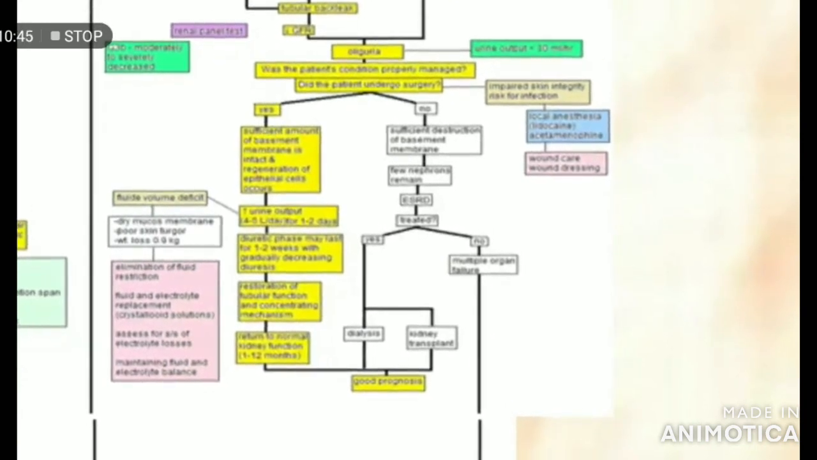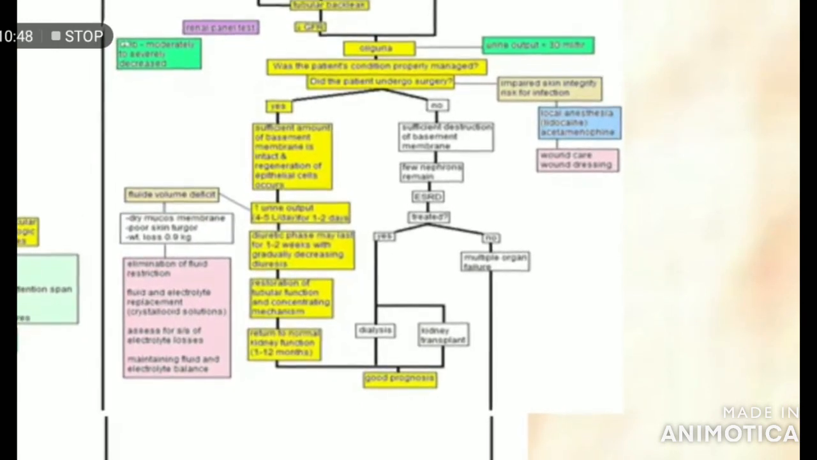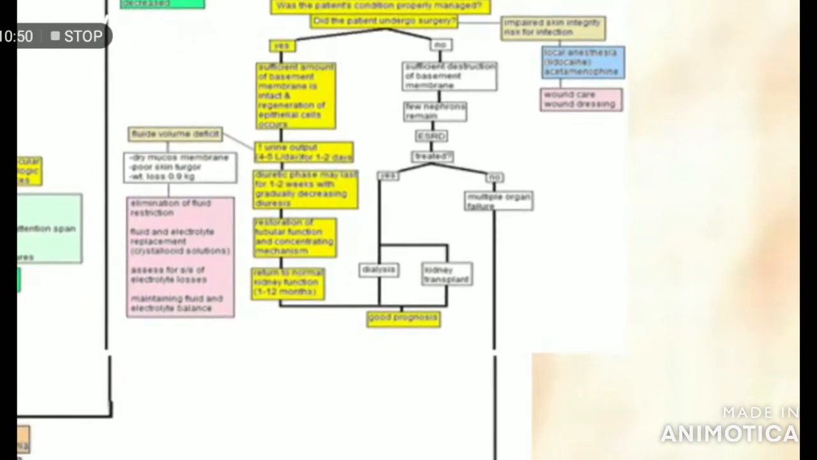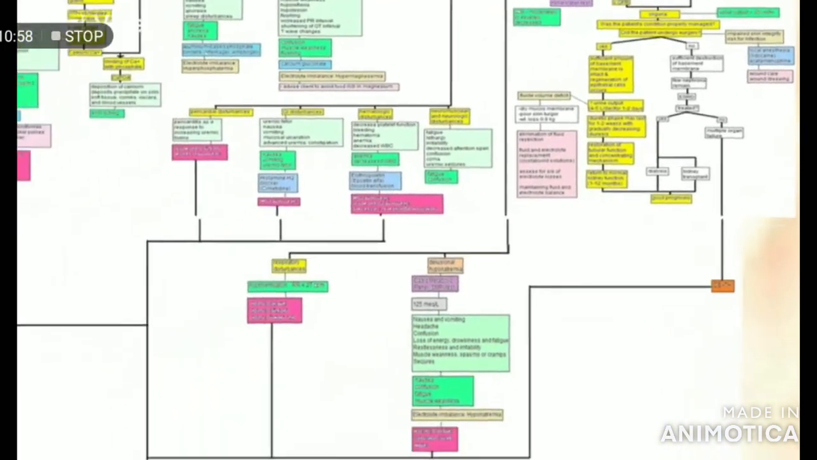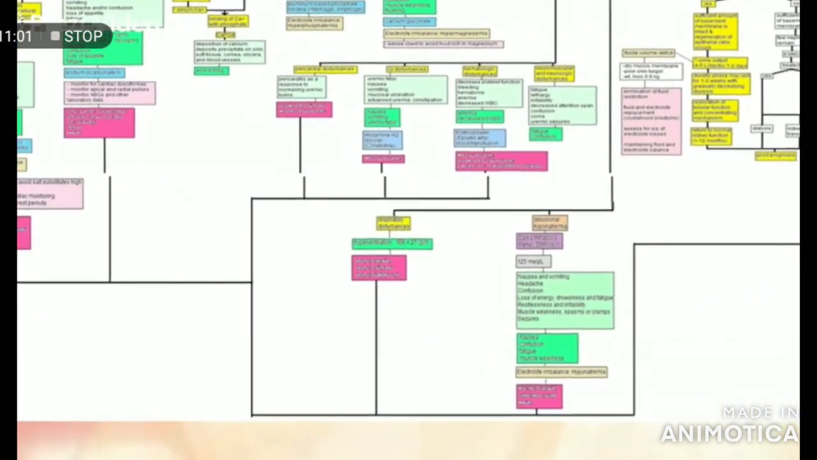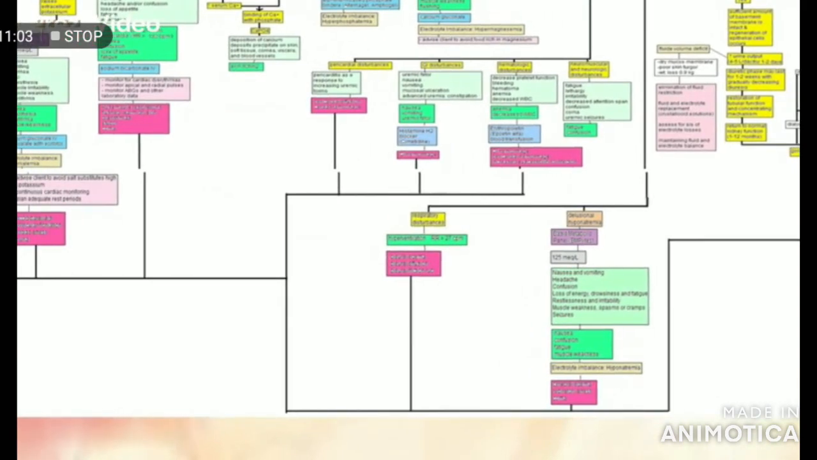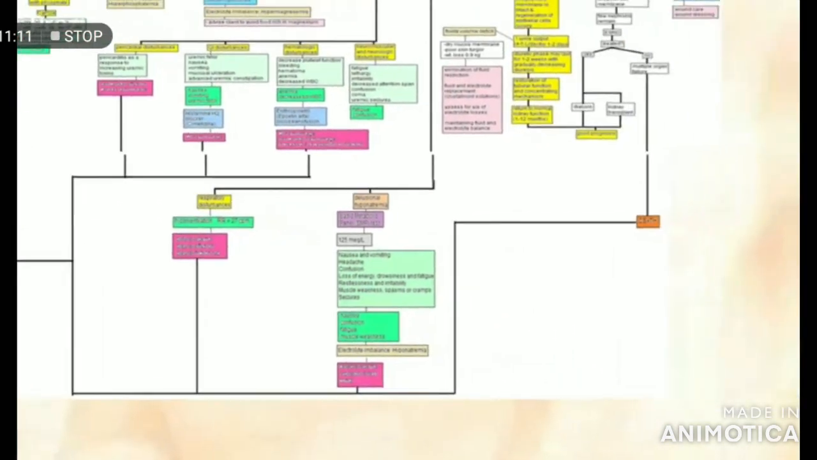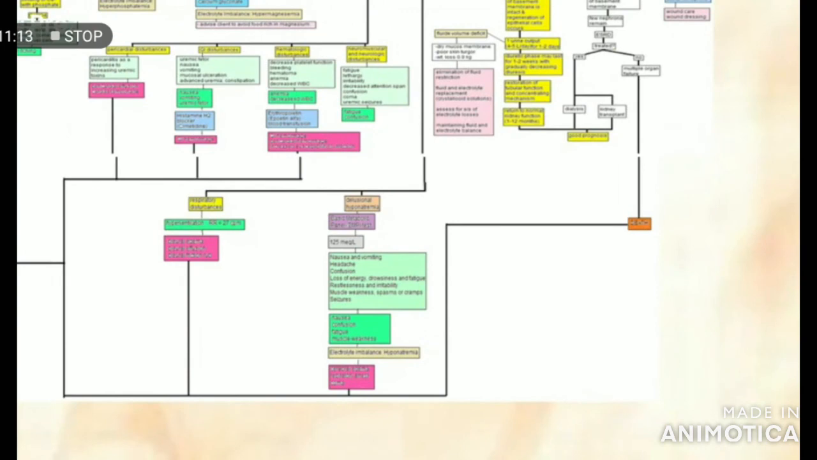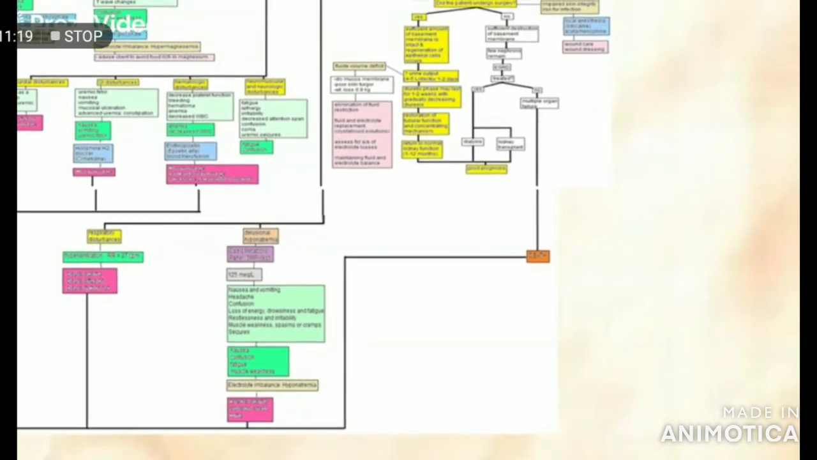But if the patient wasn't treated at all, this will result to multiple organ failure, as what would happen if other complications might have happened. If the patient wasn't treated on time, these complications will lead to multiple organ failure, and lastly, it will lead to the death of the patient.